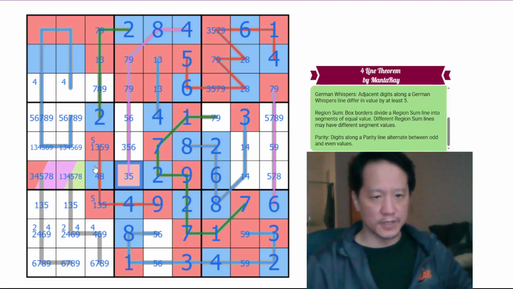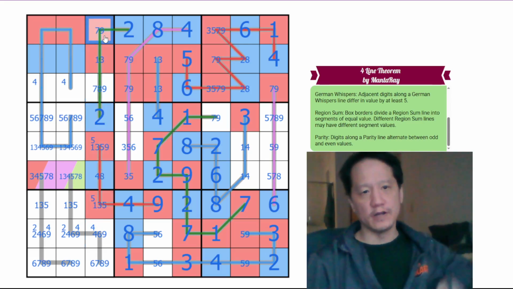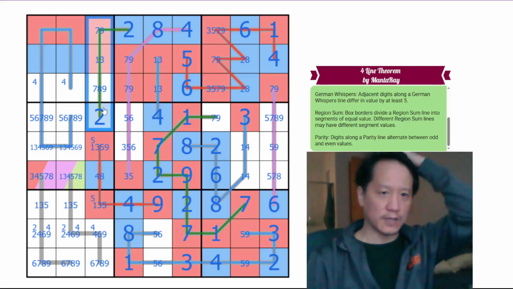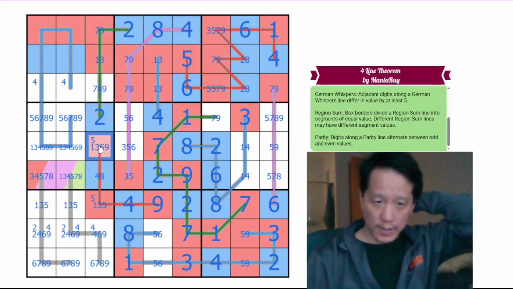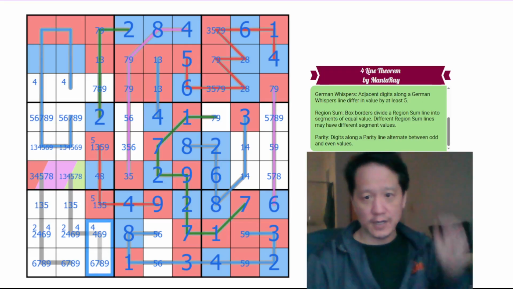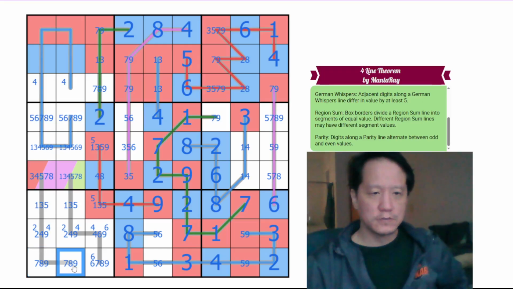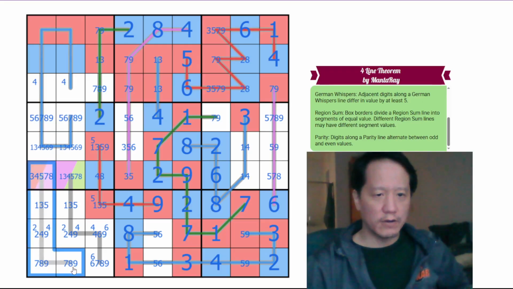Where is 6 in column 3? Can't be on the Whisper 5 line because of what's been eliminated. Can't be here because these are odd. Can't be here because of 6 in the row. So 6 has to be one of these 2 digits here, which eliminates 6 in the rest of the box. So how does this work?